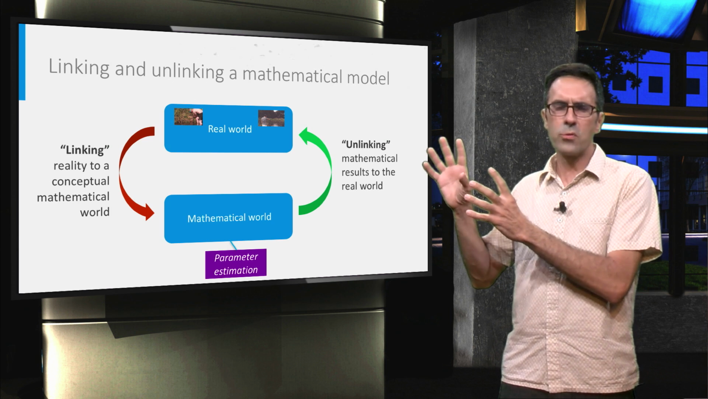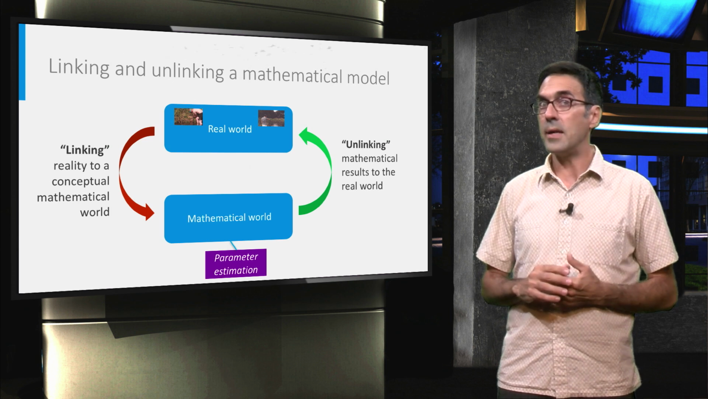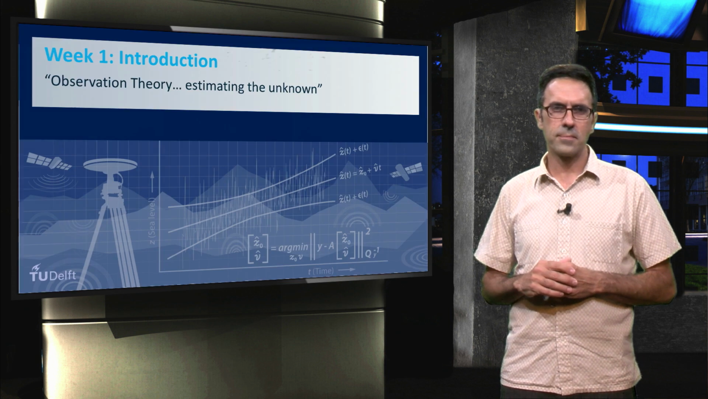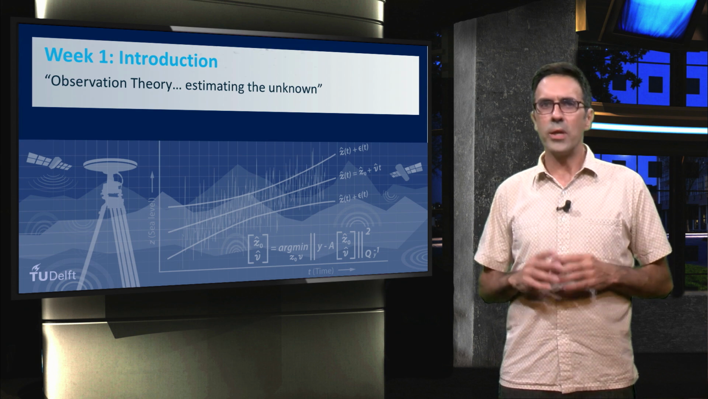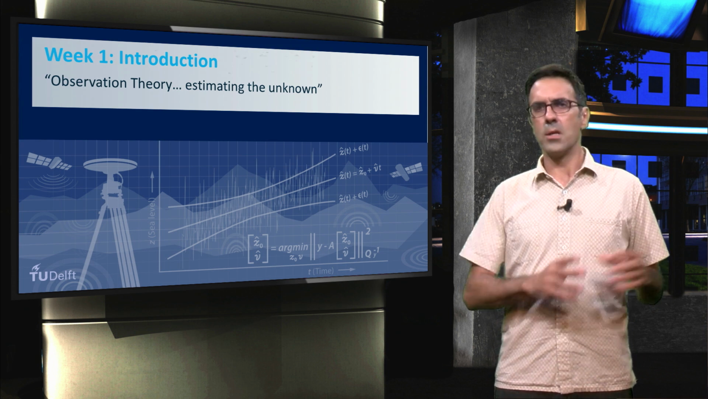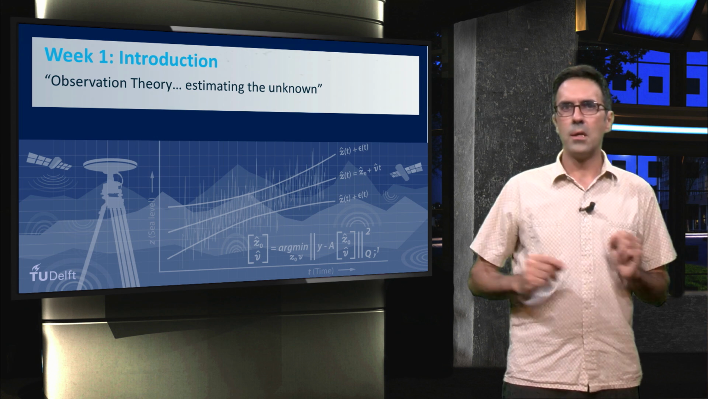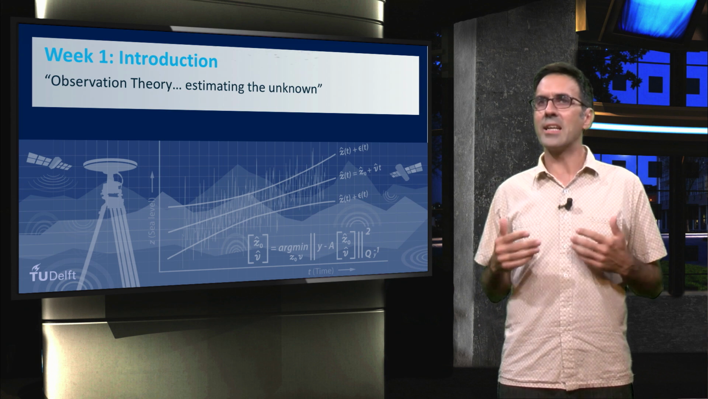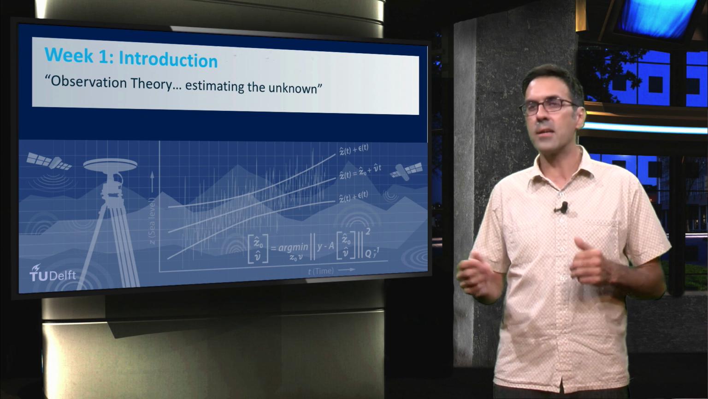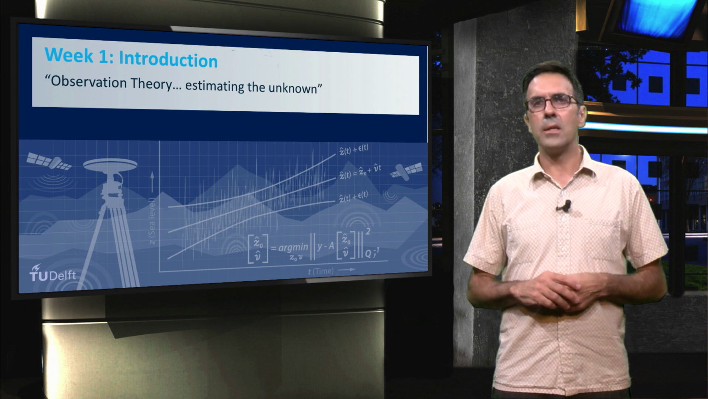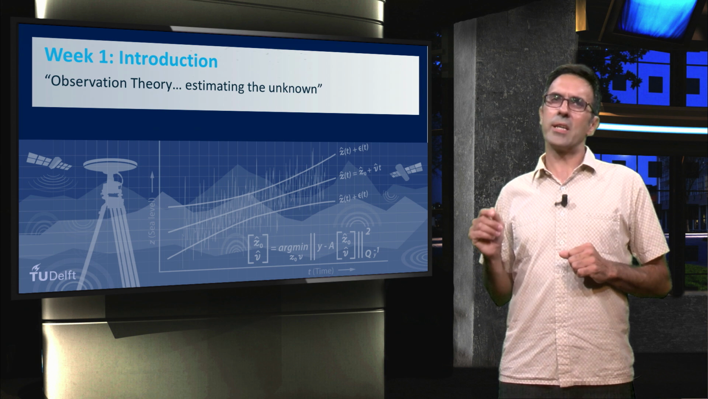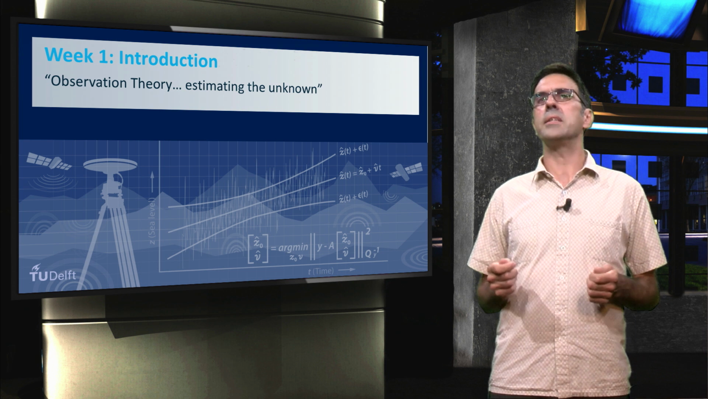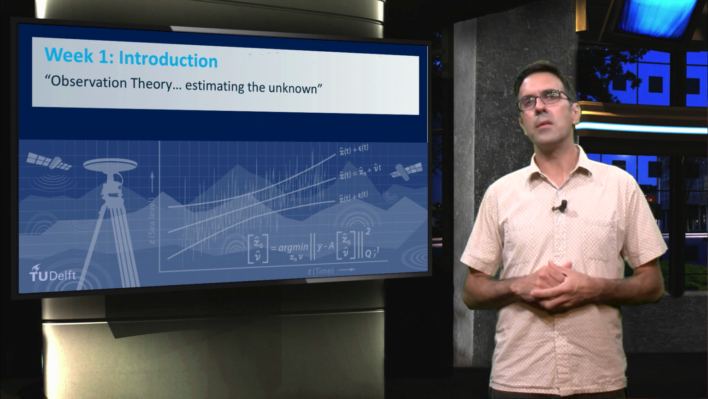Now, this conceptual framework is very important to keep in mind at all times, as both worlds cannot exist without each other. So to summarize, in this video, we introduced a number of important concepts: observations or measurements, unknowns or parameters, and the relation between these two, for which we engage in the linking and unlinking of a mathematical model. With estimation theory, we try to get an estimate which is as close as possible to the unknown parameter, where the optimality criterion is defined in terms of the precision of the estimated parameters.